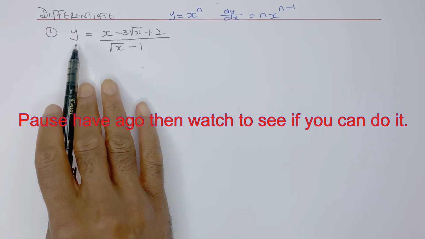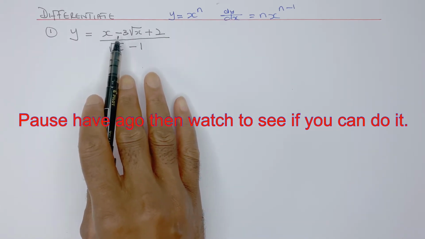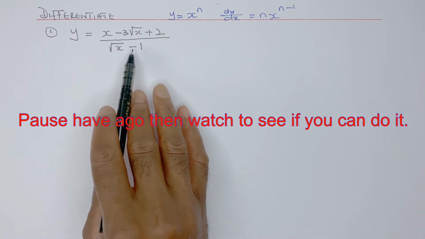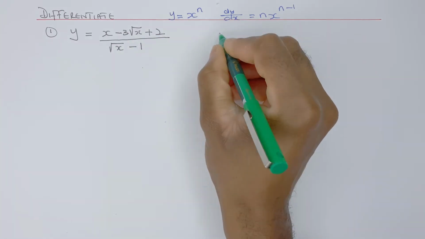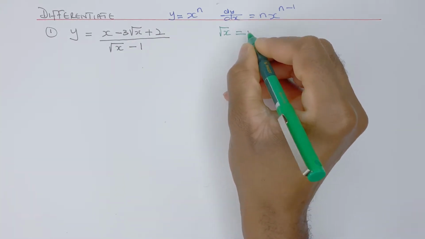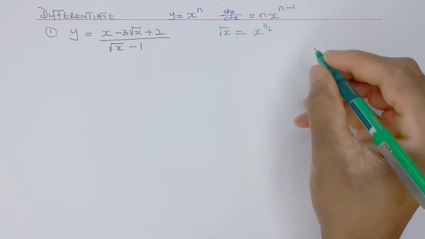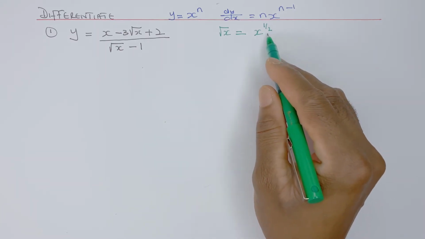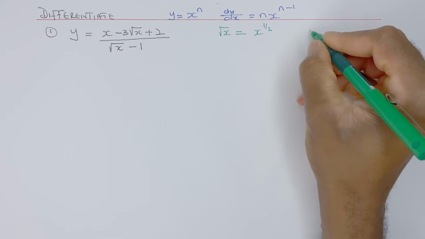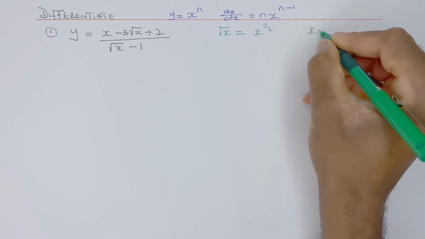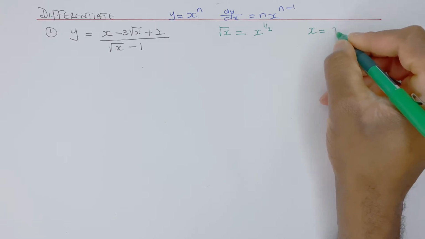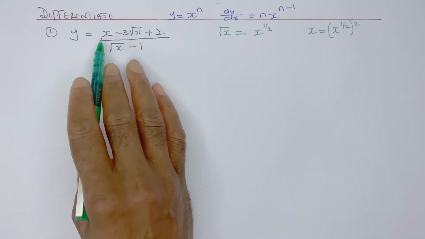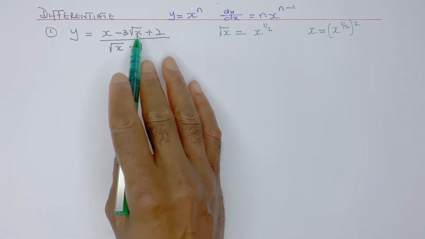Differentiate y equals x minus 3 root x plus 2 divided by root x minus 1. The clue is in the root of x. We can see that root x equals x to the power a half. So if we square root x, that means we're squaring that, and that will become x. So x is now x to the power a half squared, and that's x to the power a half.